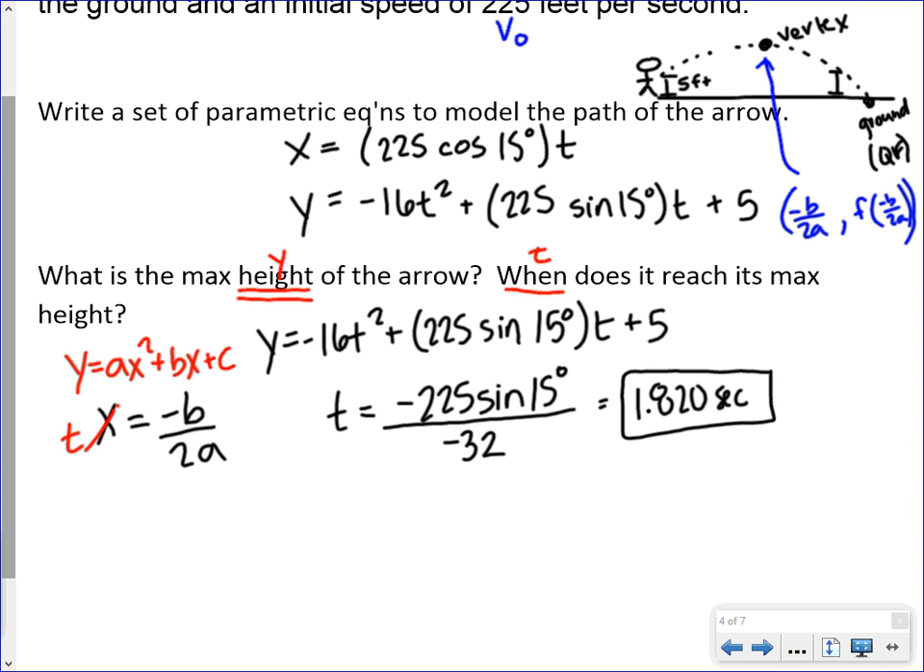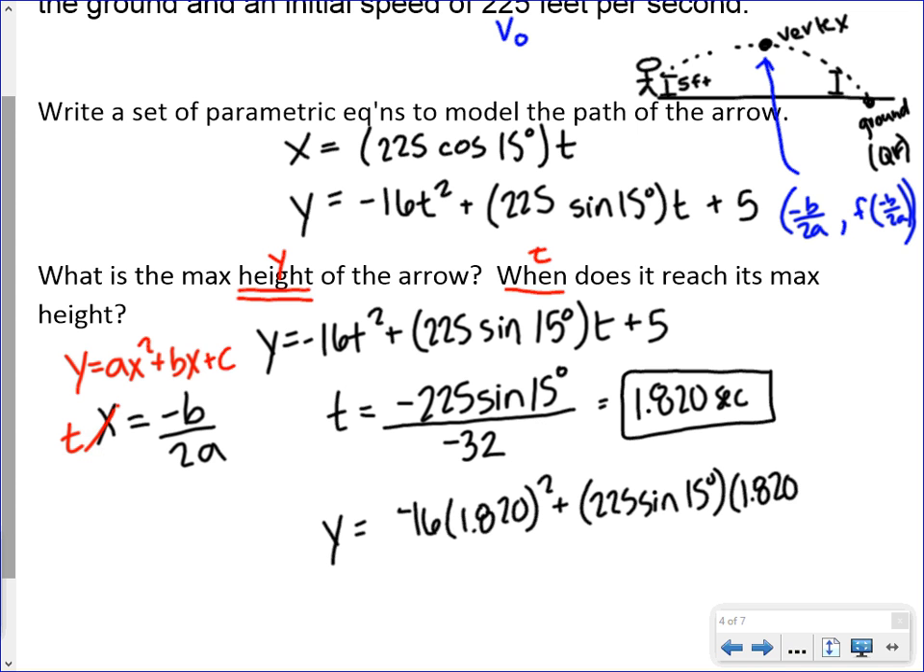Plug that in for t in the equation for y, right? Negative 16 times 1.820 squared plus 225 sine 15 times 1.820 plus 5. If you have the 1.819, whatever it is, already in your calculator, you could remember, use your answer button for a more exact value.